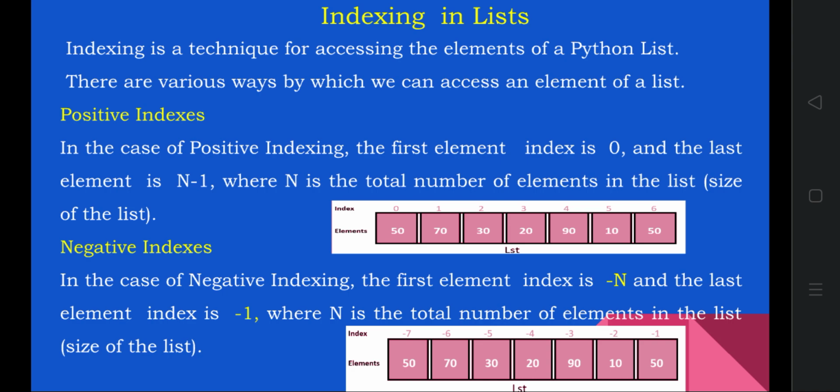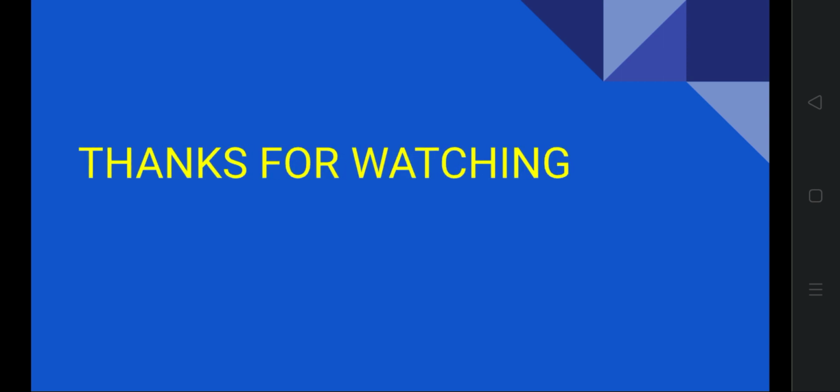So that's all about the simple concept of what a list is, how we can create a list, access the list, and the two types of indices, negative and positive. Hope it is simple and easy to follow.